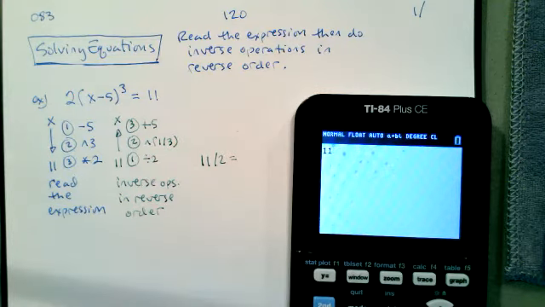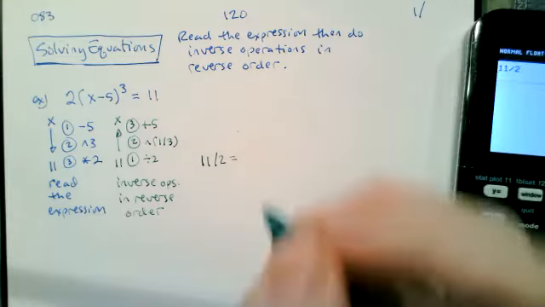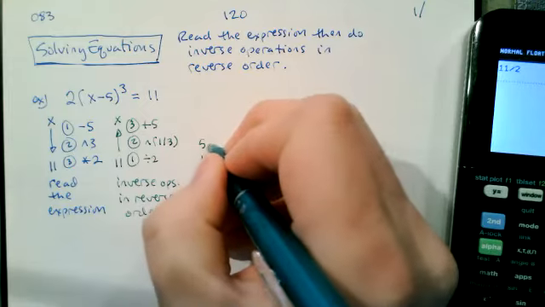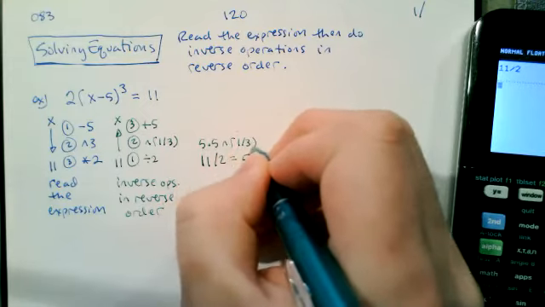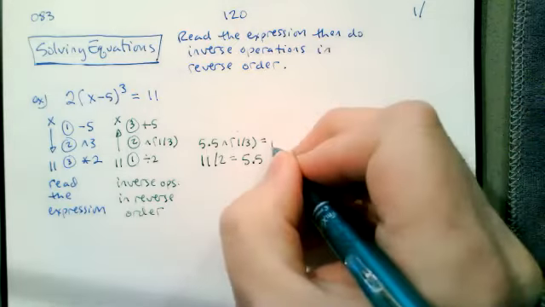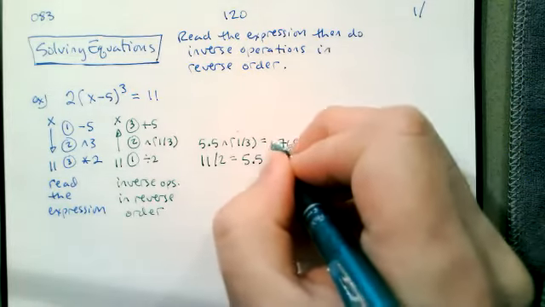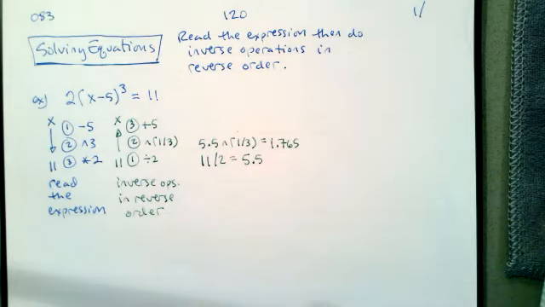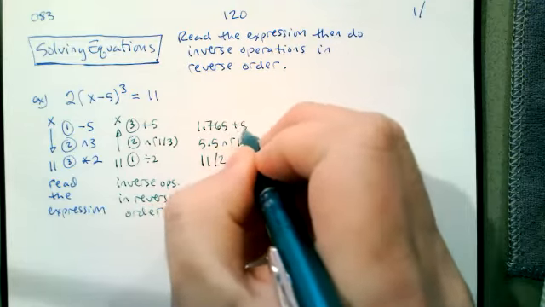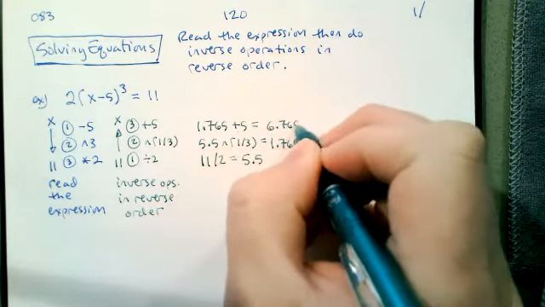We're going to go 11 divided by 2 is 5.5. We're not writing this down. It's just showing up on the calculator. And then we'll take 5.5 and raise that to the 1/3 power. So take 5.5 and just hit raise to the parentheses 1 divided by 3. Don't forget your parentheses around your fractions. And we get 1.765. We're not writing this down. I'm just making a note of what's happening on the calculator. And then we'll take the 1.765 and we'll add 5 and we'll get 6.765.